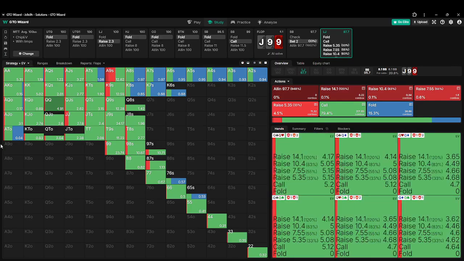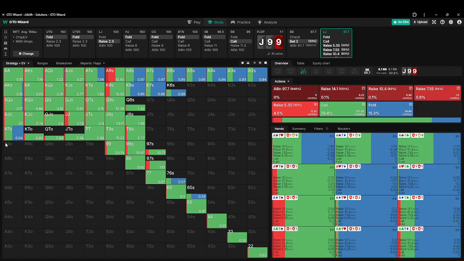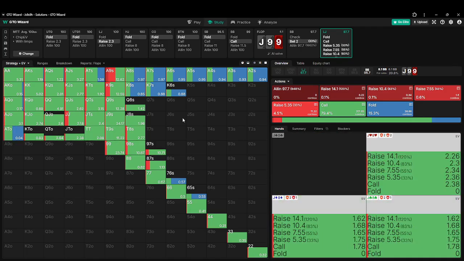So that's kind of why you're continuing more with those sort of hands. Whereas if you don't have the backdoor flush to go with the backdoor straight, that's why you'll see those hands folding. Like, say, if it's an ace without a spade, it's basically just folding in this spot as a general principle.